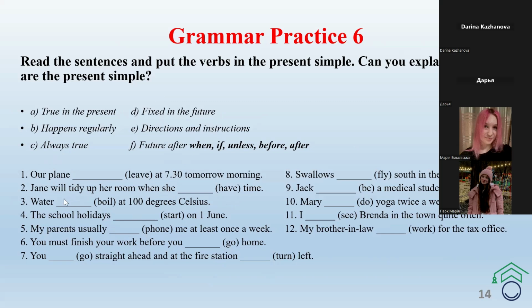The second sentence. Jane will study up to a room when she has time. You're right, when she has time. Do you use present simple here because it is true in the present, happens regularly, always true, or something else? Future after when, yes, you're right. It refers to the future, after when, if, unless, before, after. Here we've got the word when, yeah? So when she has, but not when she will have. Thank you.